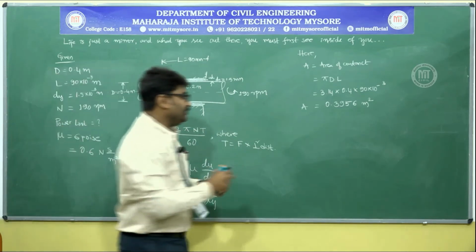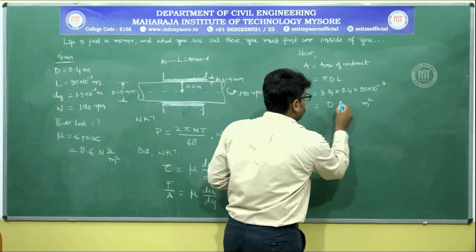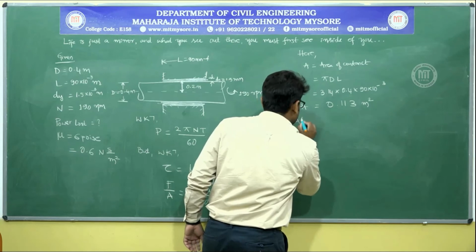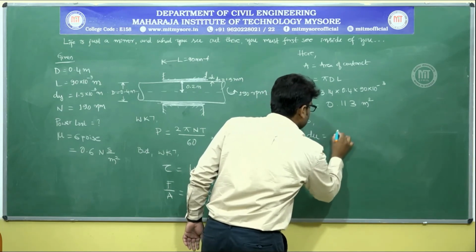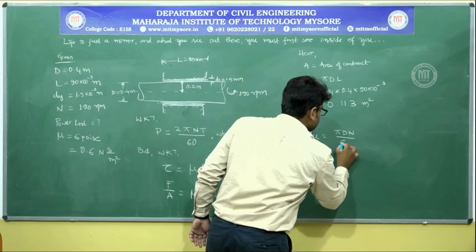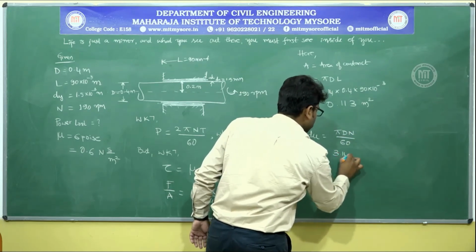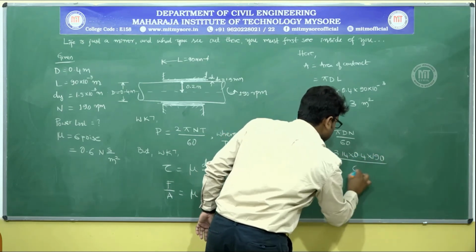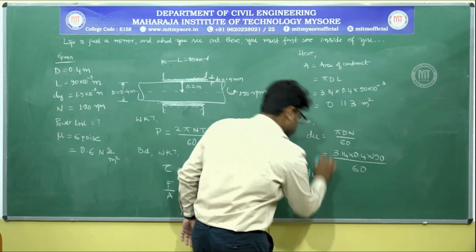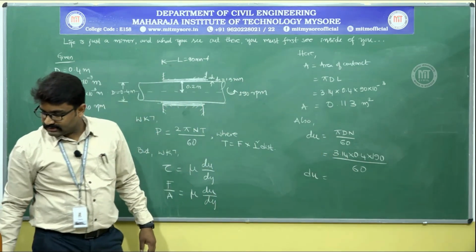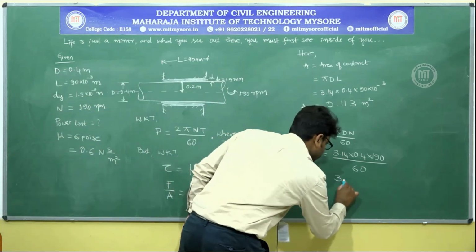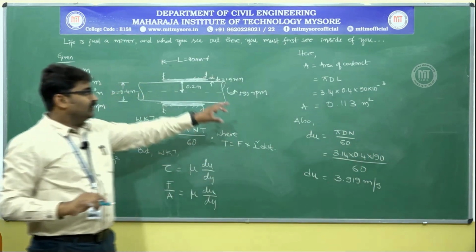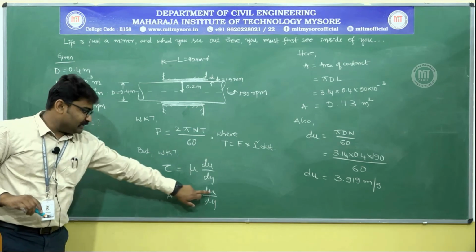Area is 0.113 meter square. I am sorry, 0.113 meter square. And now du also, du is pi dn by 60. Pi is 3.14, diameter is 0.4, 190 is the rotations per minute, that is n, divided by 60. How much is du? Du is 3.919 meter per second. So now we have calculated area as well as du.